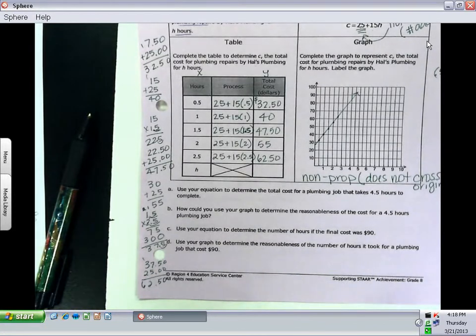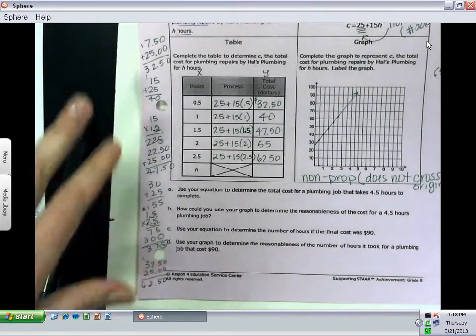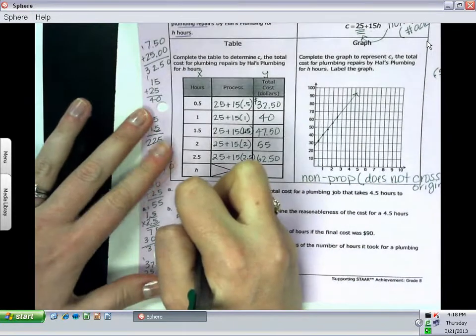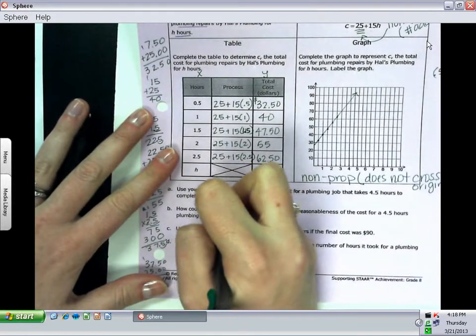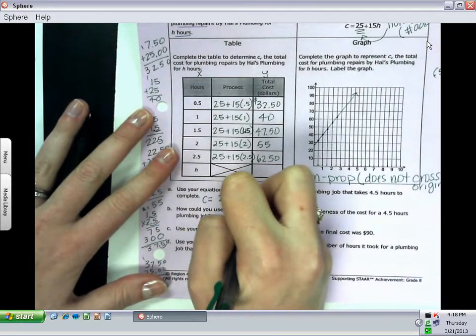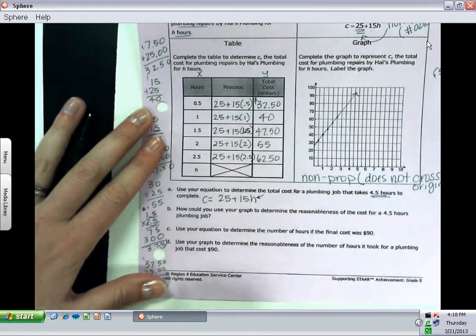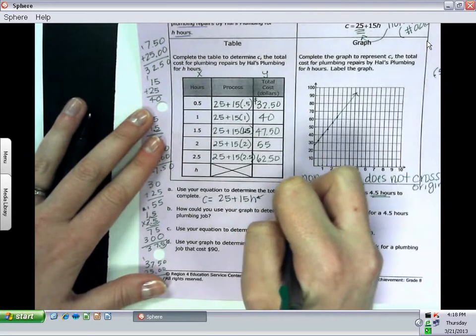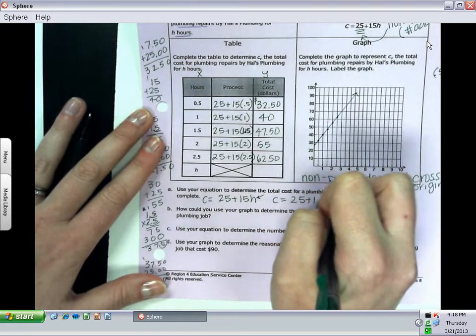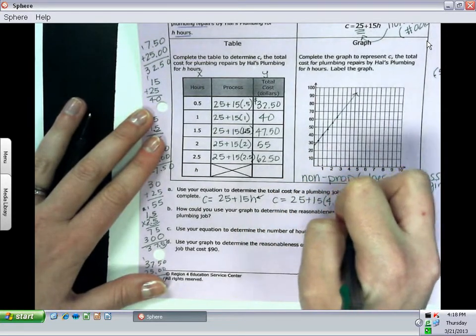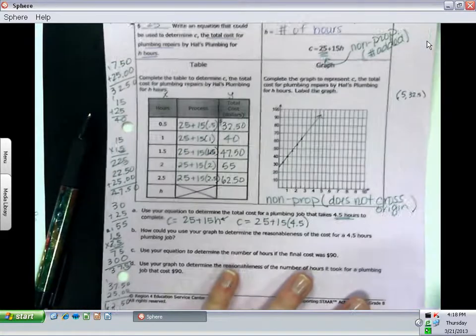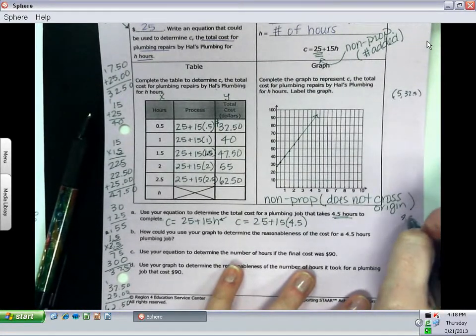The first one, A, says use your equation to determine the total cost for a plumbing job that takes 4.5 hours to complete. So if my equation is C equals 25 plus 15H, and it's 4.5 hours, I'm going to substitute that into the H. So it's C equals 25 plus 15 times 4.5. So on the side somewhere, you're going to do 4.5 times 15.